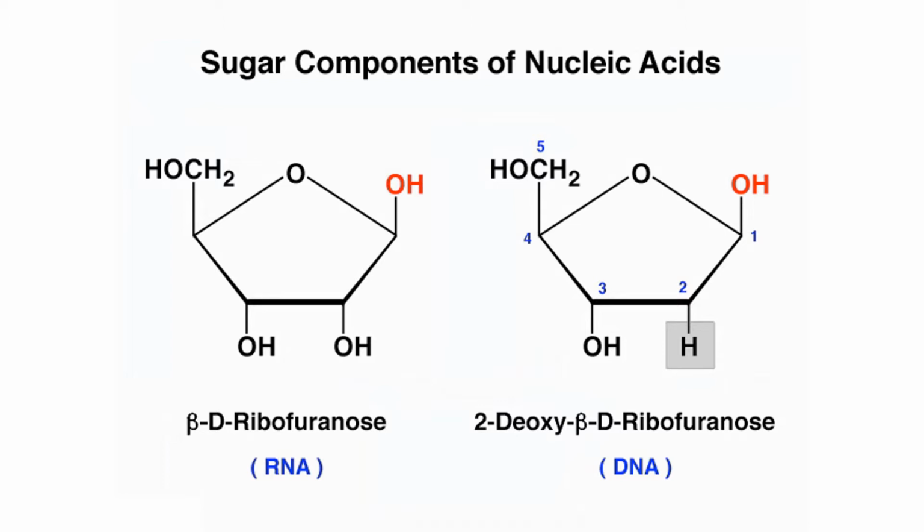So as a refresher as well, these are the sugar components of nucleic acids. Remember that RNA contains beta-D ribofuranose, and DNA contains 2-deoxy-beta-D ribofuranose. The difference between the two being the lack of that hydroxyl group on carbon 2 in the deoxy form. We will see that nucleotides containing beta-D ribofuranose are synthesized in a different manner than those containing 2-deoxy-beta-D ribofuranose.